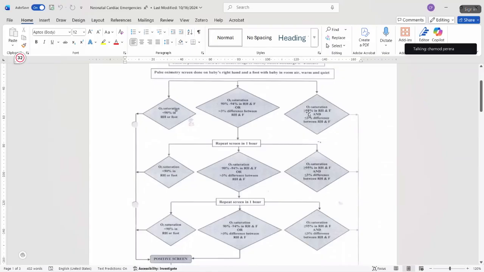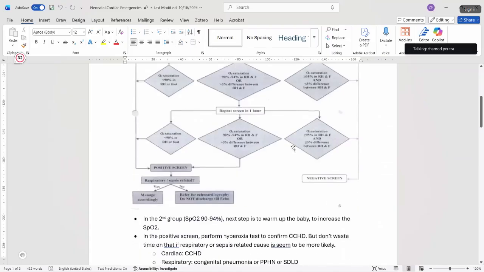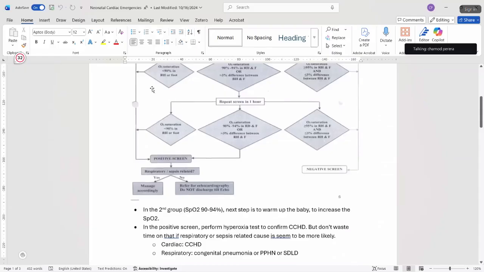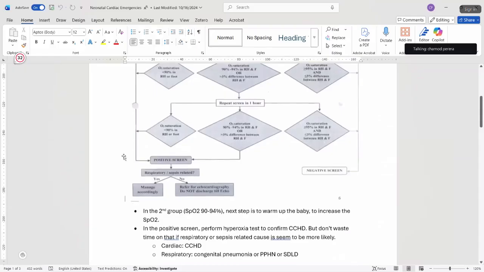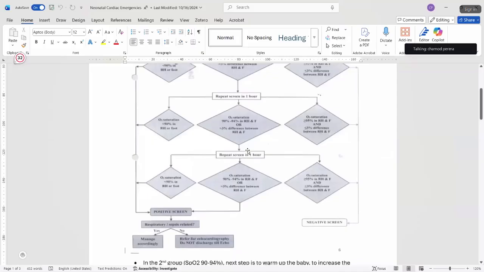If there is no discrepancy of 3% and the saturation is more than 95, you can directly discharge the child. But if the saturation is less than 90 in any limb, the test is considered positive. If not, you need to follow this algorithm and repeat it in 1 hour.